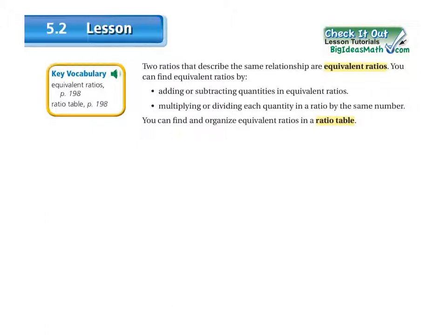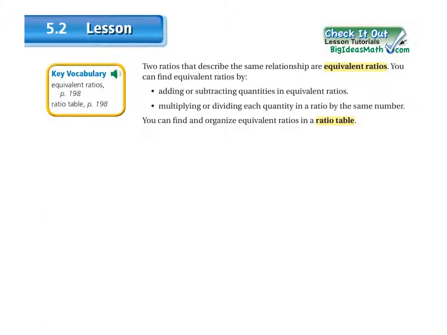First of all, it says two ratios that describe the same relationship are called equivalent ratios. And it says you can find equivalent ratios by adding or subtracting quantities in the equivalent ratios. In other words, in the numerators and in the denominators, you can add or subtract. Or you can multiply or divide each quantity in the ratio by the same number. And it says you can organize equivalent ratios using a ratio table.